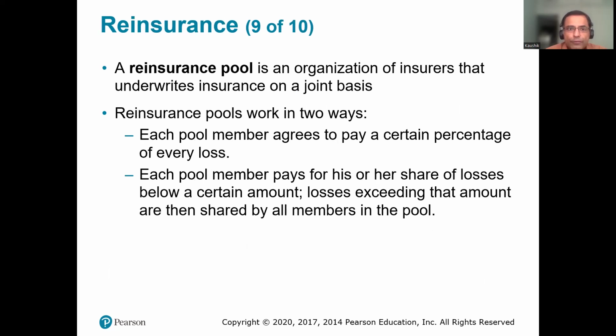We also have the concept of a reinsurance pool. This is an organization of insurance companies, and they decide to underwrite insurance on a joint basis. It works in two ways. Each member insurance company agrees to pay a certain percentage of all losses. So every loss is shared between the member organizations. The other way is that the member pays for their share of losses up to a certain amount, and the excess loss is shared by all members.